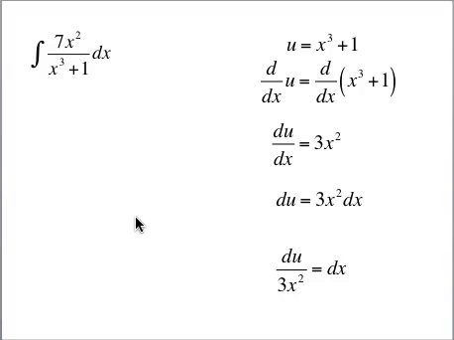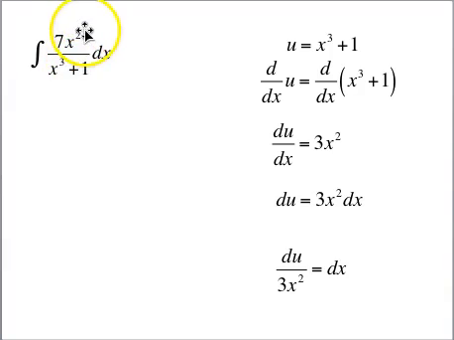So u is x cubed plus 1. Derivative of u is derivative of x cubed plus 1. du dx equals 3x squared. I want to solve for dx. Multiply both sides by dx. du is 3x squared dx. Divide by 3x squared. du divided by 3x squared is dx.